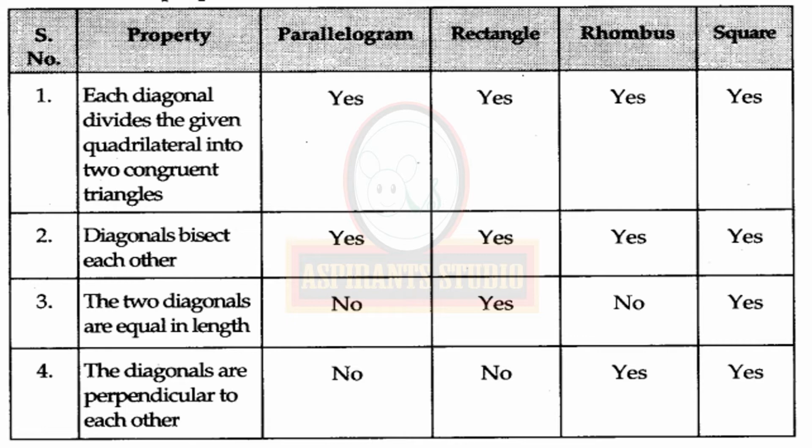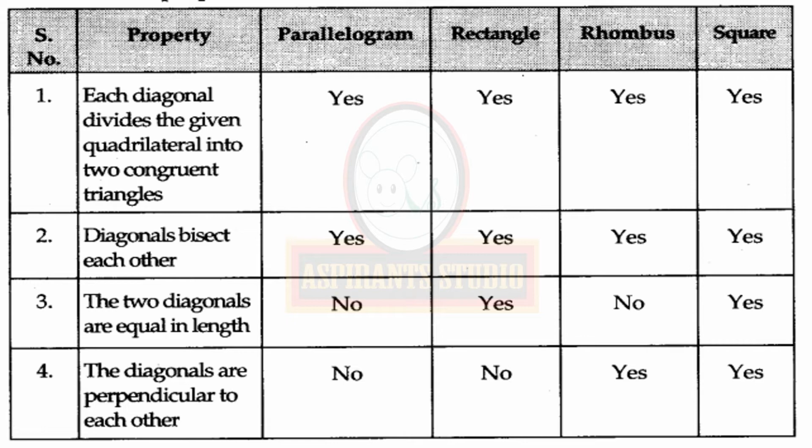Now coming to the fourth property. The diagonals are perpendicular to each other. It holds only for rhombus and squares. Now, the diagonals are perpendicular to each other holds only for rhombus and square. It doesn't hold for parallelogram and rectangle.